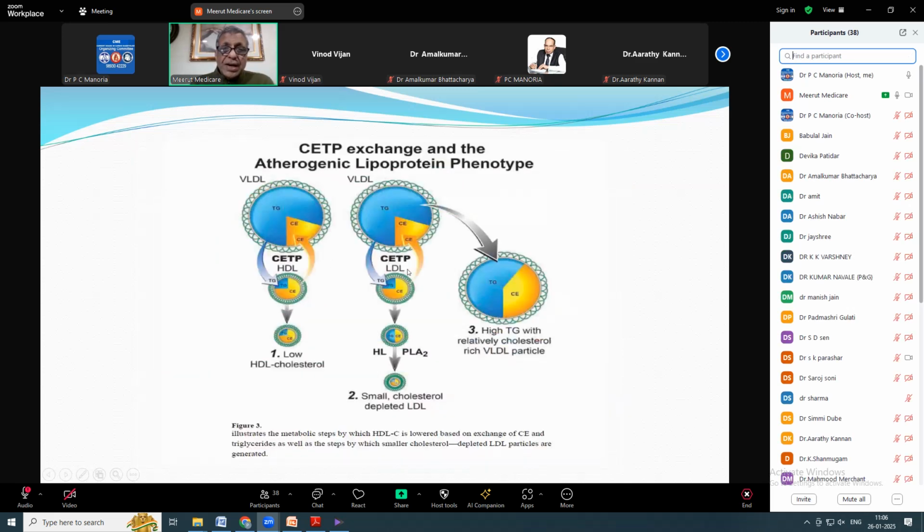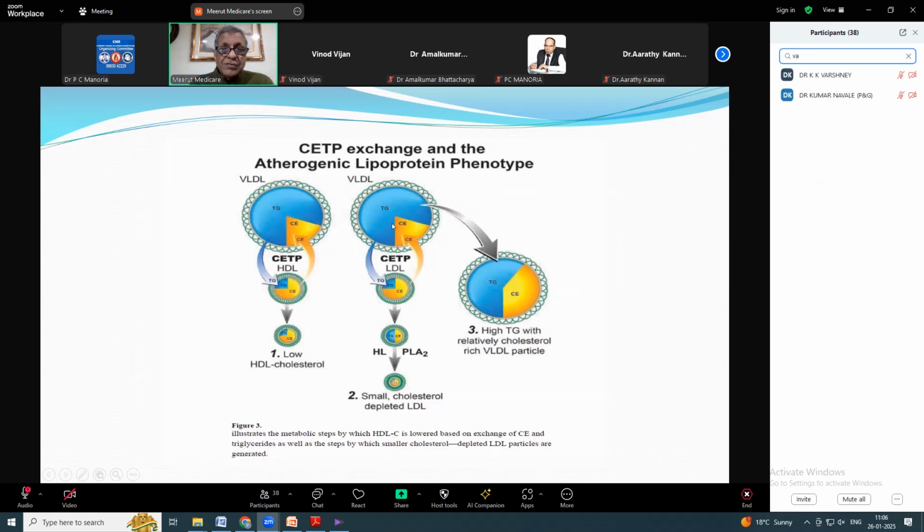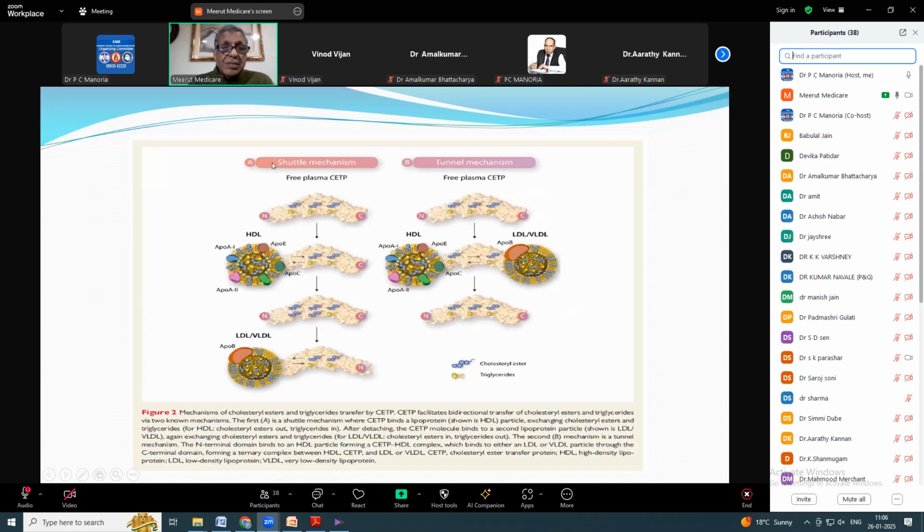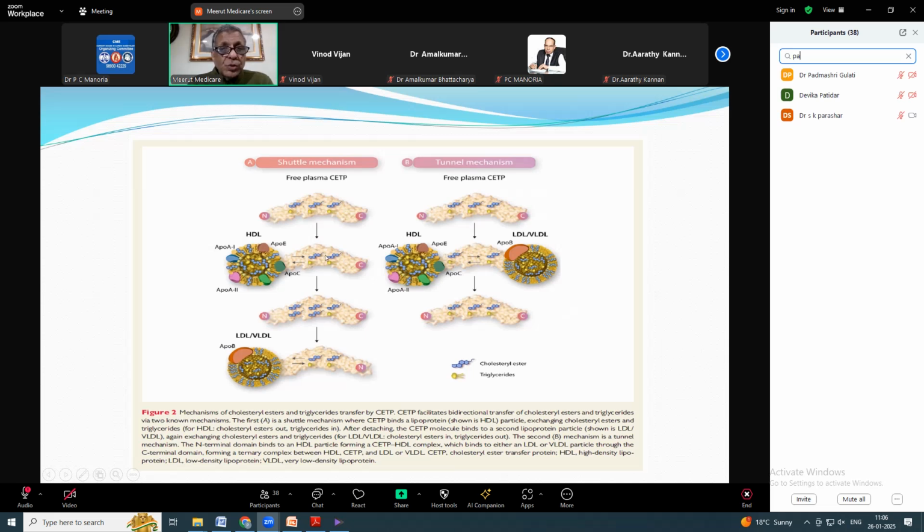And that is how you can look at it: there can be crosstalk through CETP between HDL and VLDL, VLDL and LDL, making it a very small, dense LDL particle, which is rich in cholesterol and rich in TGs, and that is how they become very, very atherogenic. Because of their small size, they can pass through the gap junctions. The mechanistic pathway is a shuttle mechanism, where the cholesterol esters pass on to the other protein through the shuttle or tunnel mechanism when the two particles are joined together.